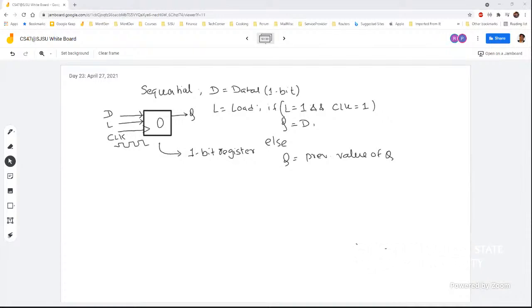Okay, now given that very basic component, we can actually make a multi-bit register. We can just have that register. Let's talk about 4-bit.